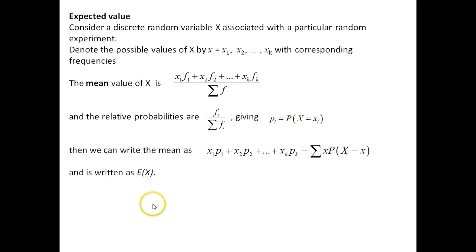So we can now write the mean as, instead of x1 f1 and so on divided by the total frequency, it's going to be x1 p1, x2 p2, and so on up until xk pk. So we have the mean as being x times the probability of that x occurring, and we write that as E of x. The expected value is the mean of x.